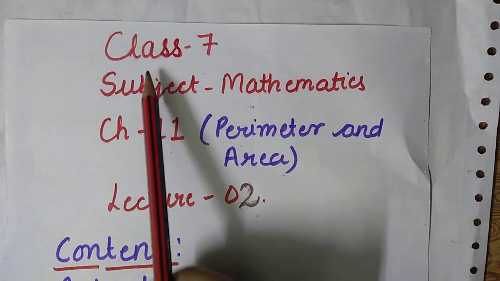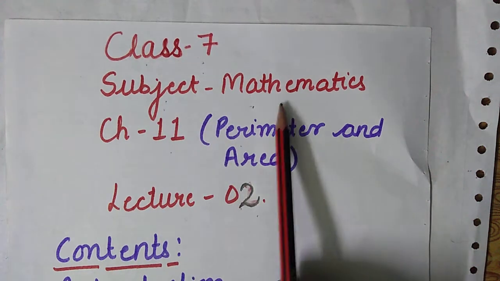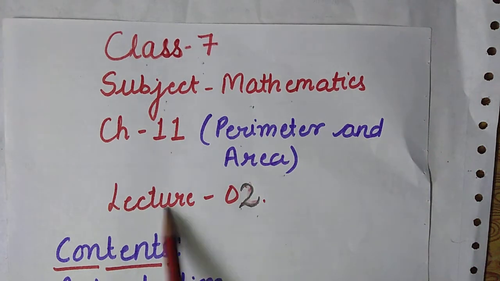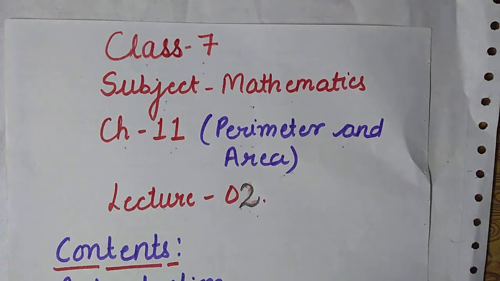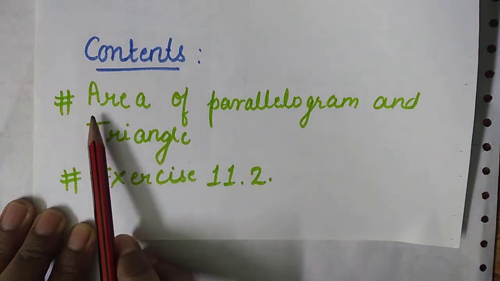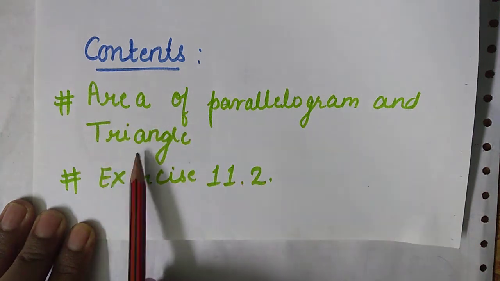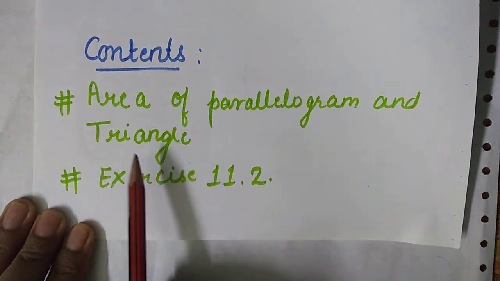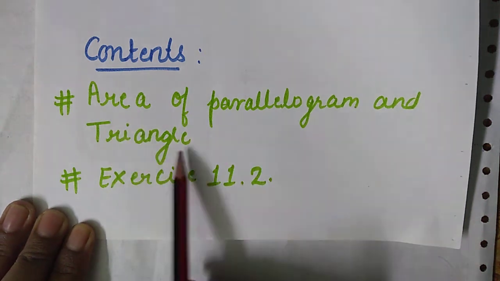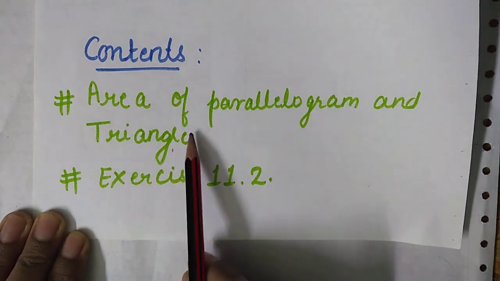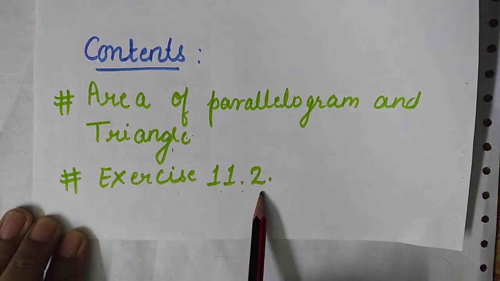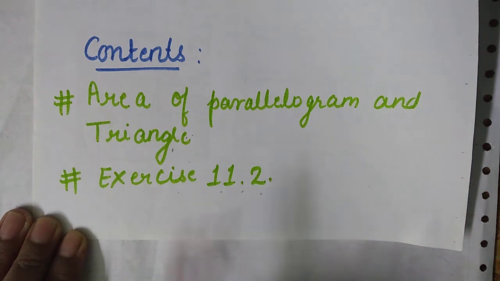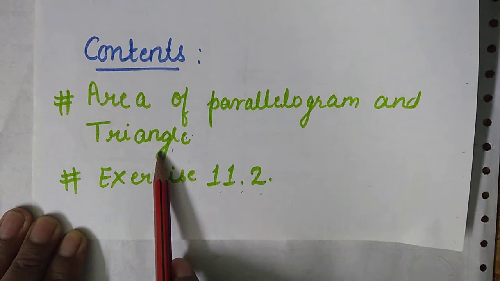This video is for the students of class 7, subject mathematics, and this is lecture number 2 of chapter number 11, perimeter and area. In this lecture, we will discuss first one is area of parallelogram and triangle. We will learn how to find area of parallelogram and triangle, and based on this concept we will do questions of exercise 11.2. Okay, so let us start with area of parallelogram and triangle.